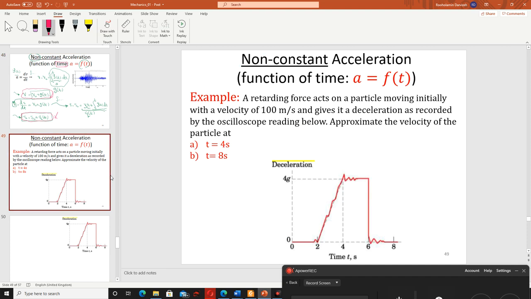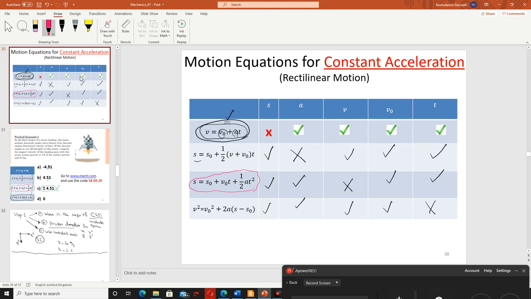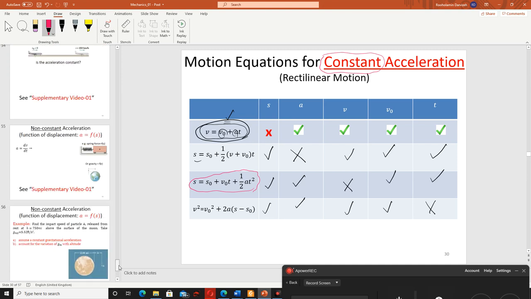This is the example, this is the deceleration provided by the oscilloscope. And you can see the magnitude of deceleration here is zero. Then you have some non-zero value, which is linear, then a constant value, then again a zero value. Then definitely the acceleration for this object is not constant at all. Then we are not allowed to use these four formulations that we developed earlier, because these are just for rectilinear motion with constant acceleration.